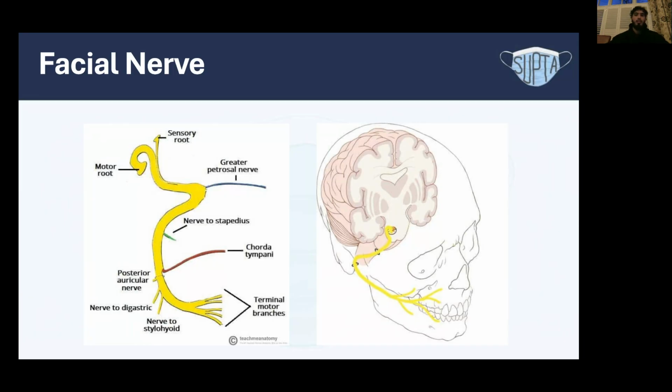Within the parotid gland, so the parotid gland just sits on the side of the face, on the side of the jaw here. It splits into 5 main branches. So we have our temporal branch, our zygomatic branch, buccal branch, the marginal mandibular, and the cervical. I'm sure there are some lovely fun mnemonics that you can come up with to remember those.